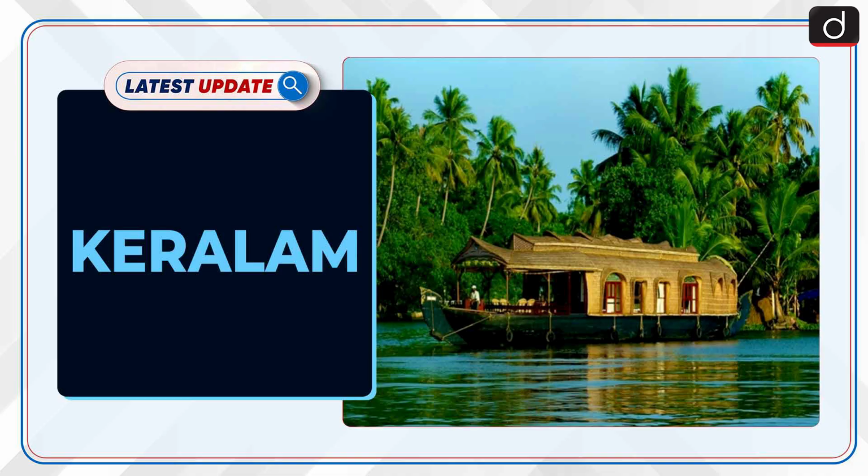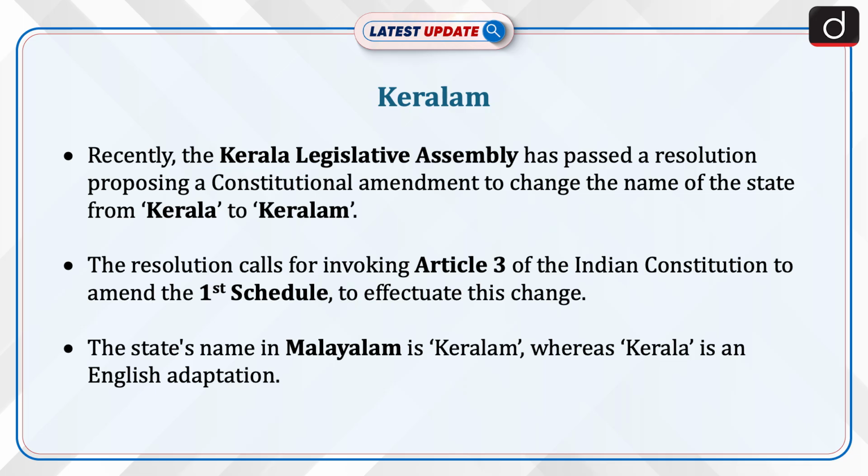The topic of discussion is Keralam. Recently, the Kerala Legislative Assembly has passed a resolution proposing a constitutional amendment to change the name of the state from Kerala to Keralam. The resolution calls for invoking Article 3 of the Indian Constitution to amend the first schedule to effectuate this change. The state's name in Malayalam is Keralam, whereas Kerala is an English adaptation.